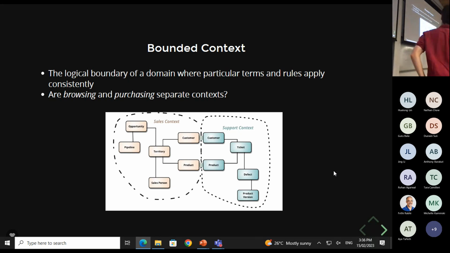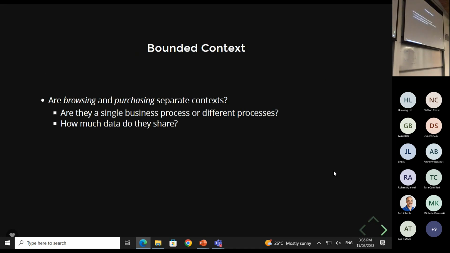Okay, who thinks browsing and purchasing, are they separate contexts? I want you to close your eyes, think about it for 10 seconds, and if you think yes, put your hand up, keep your eyes closed. Who thinks yes? Keep your eyes closed, put your hands down. Who thinks no? Put your hand up. Put your hands down and open your eyes. Cool, all right. I get people to close their eyes so they don't get influenced by what other people are saying.